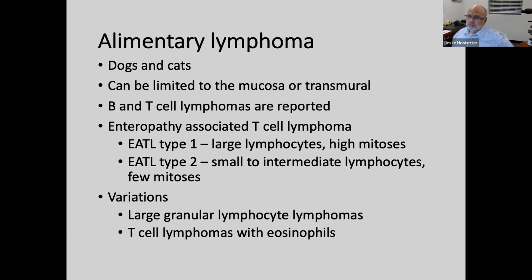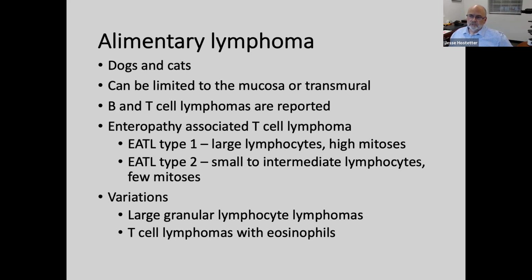The EATL is the acronym, and EATL type 1 are the large lymphocytes, high mitotic. These are kind of the blastic lymphomas. Oftentimes these can be in dog, B or T. We see them occasionally in cats too. EATL type 2, these are the small to intermediate sized lymphocytes. These don't have very many mitoses.